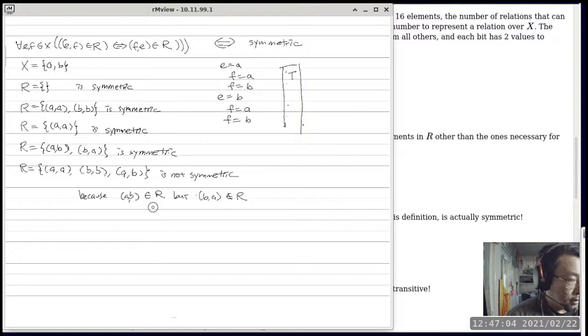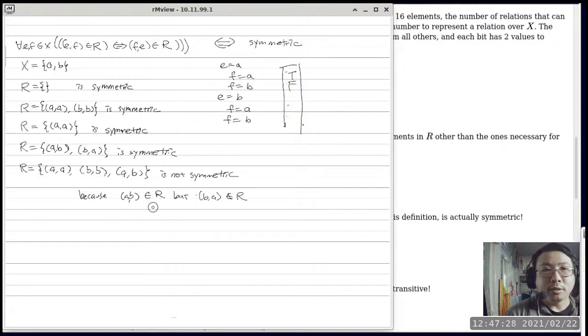Oh, okay. You guys cannot see my pointer. So now we have AB in R, that is true, because we do have AB here. And then we have BA in R, that is false. So we have true if and only if false. That makes the if and only if false.